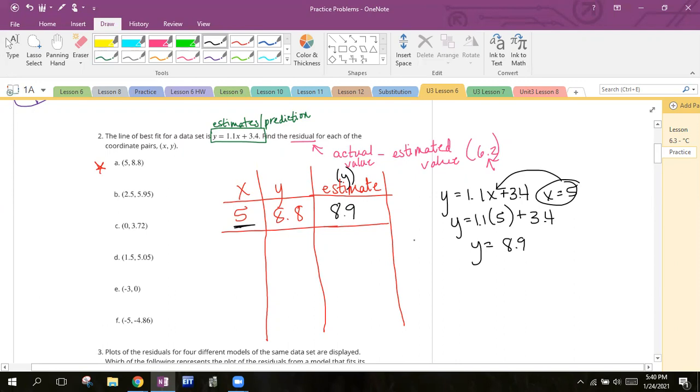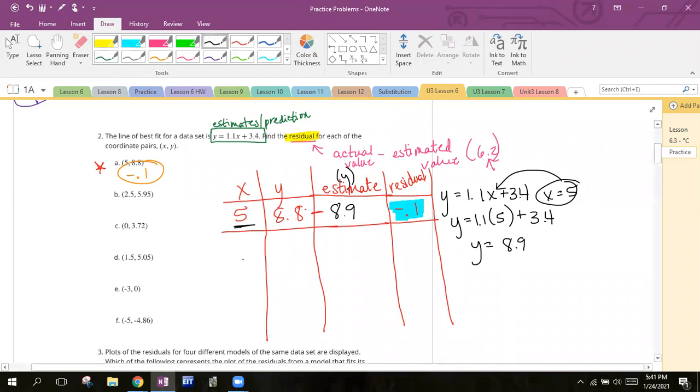All right, now that's just the estimated value. That's not what it asked for. It asked for the residual. Okay, so we know that in order to find the residual, we're going to take these two values and subtract them. So once we do that, we're going to get 8.8 minus 8.9. We're going to get negative 0.1. And that is the final answer for A.